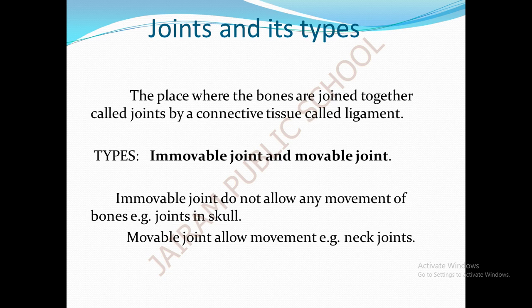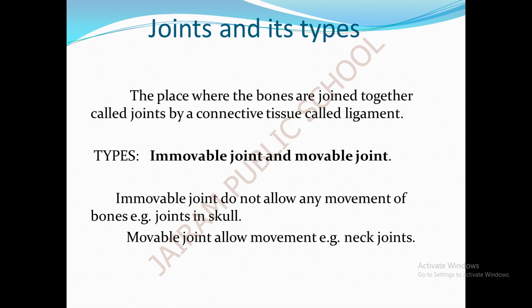There are two types of joints in our body: the immovable joint and the movable joint. The first is the immovable joint. The immovable joint does not allow any movement of bones. The joints in the skull are an example of immovable joints. When we read about the skull, I said there is only one movable joint in the skull, that is the lower jaw. The remaining skull is an example of the immovable joint.